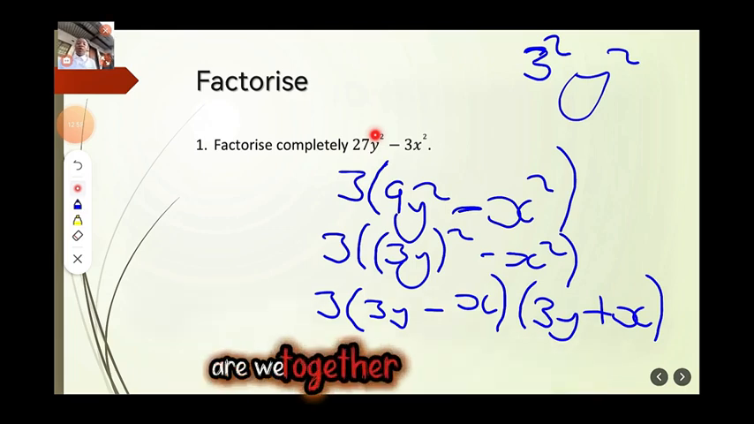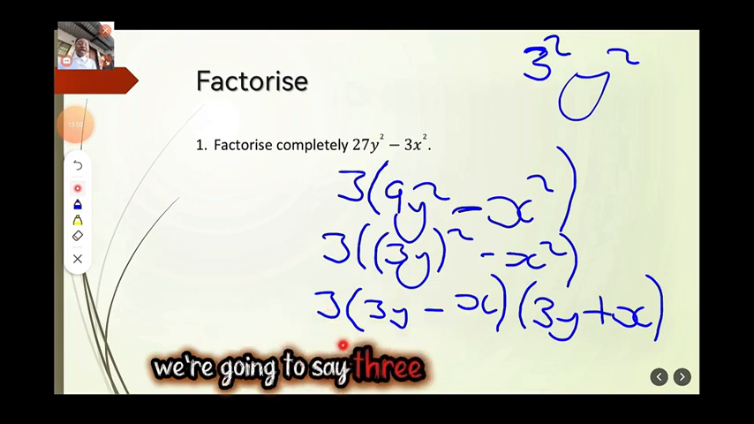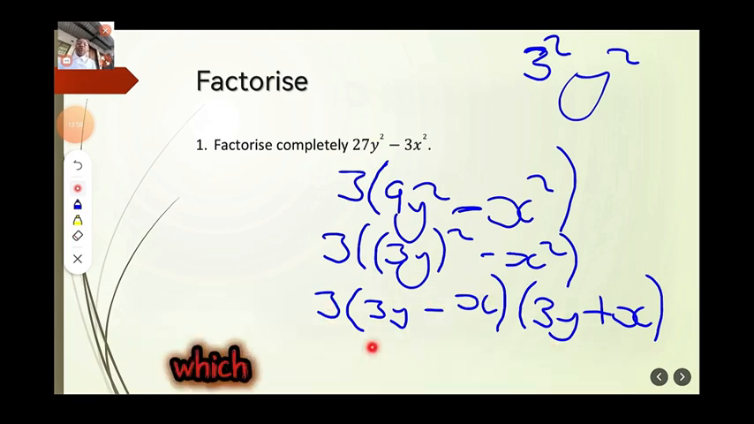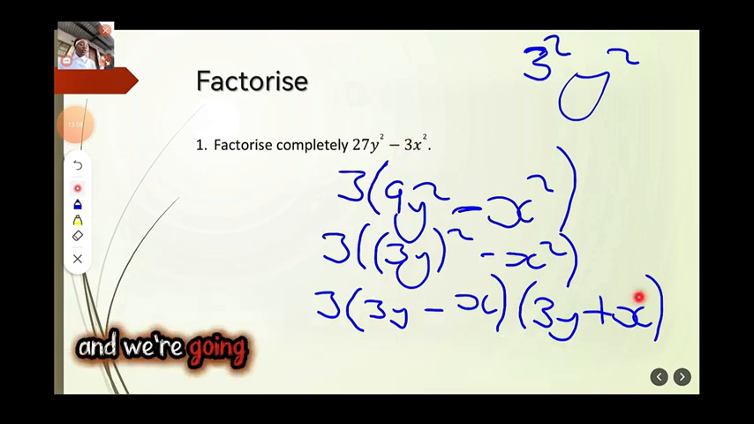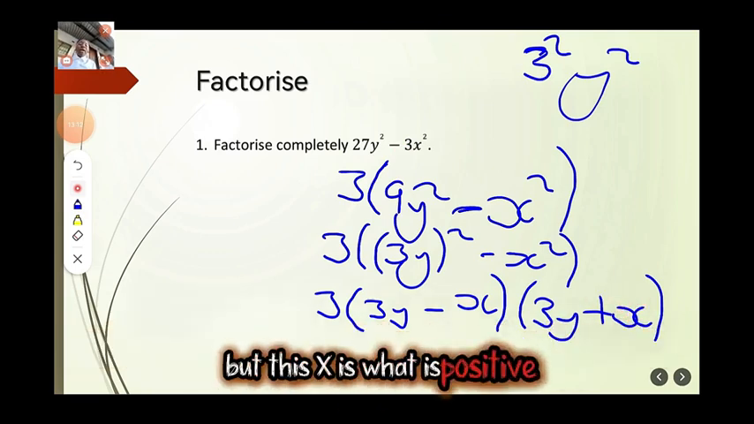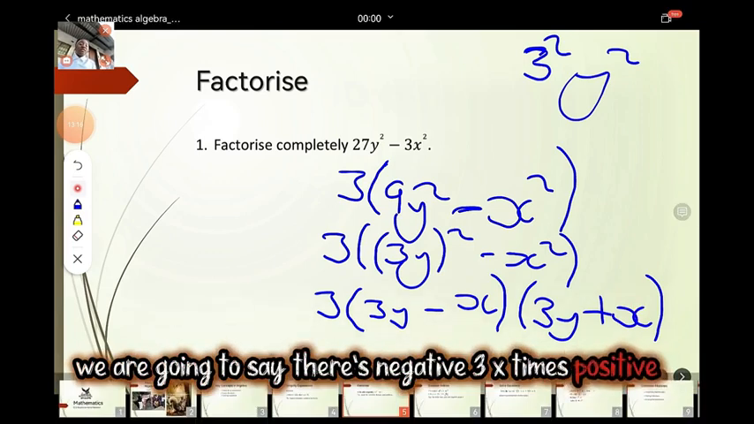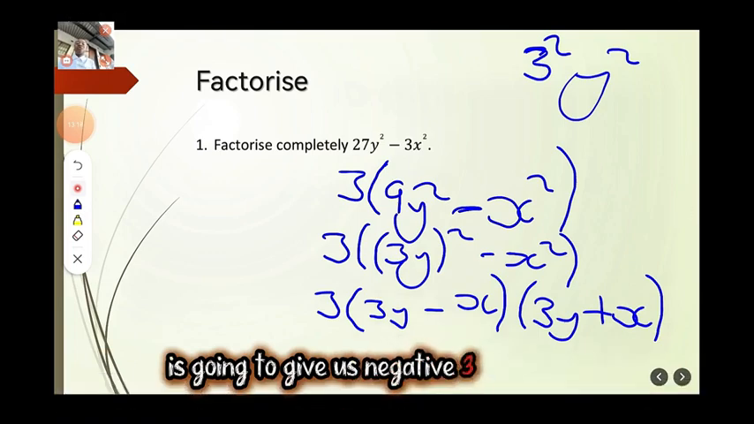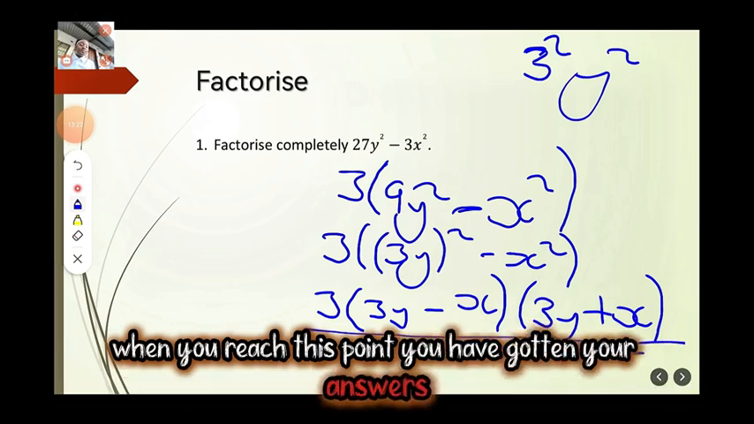Are we together, online viewers? Okay, we move on. Same, we're going to say 3 times negative x, which is going to give us negative 3x. And not forgetting the other x that is here, but this x is positive. We are going to say negative 3x times positive x is going to give us negative 3x squared. When you reach this point, you have gotten your answers.